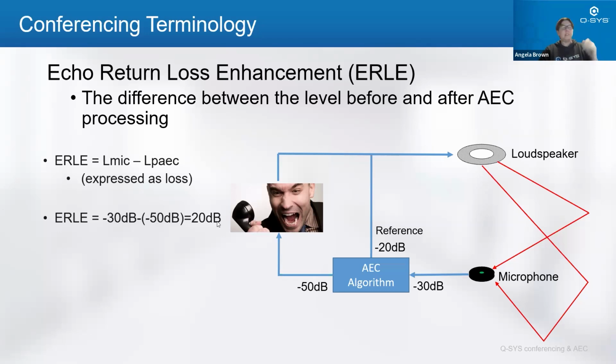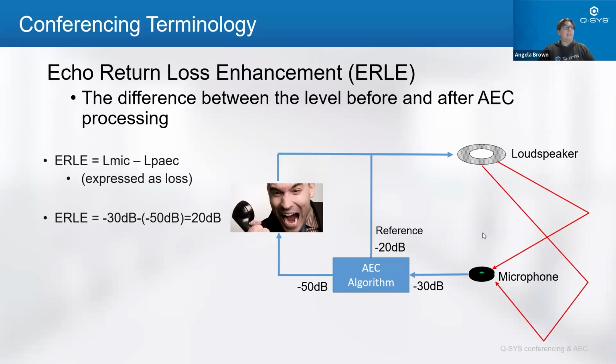This is pretty simple math, but our microphone level is still minus 30 dB, and the audio after the AEC algorithm is complete is minus 50 dB. So the delta between those, minus 30 dB minus minus 50 dB, is 20 dB. And again, you can sort of see that. You don't have to do this weird formula with all the minuses in it. You can, but you can just understand that you are removing basically 20 dB of audio from the signal.